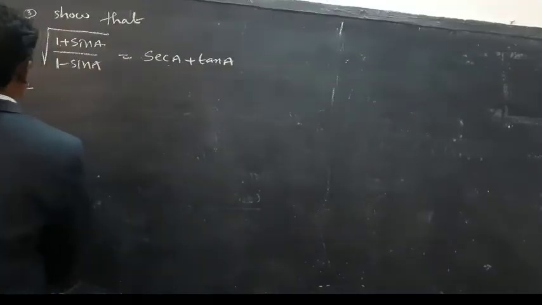One more question. Show that under root of (1 plus sin A) by (1 minus sin A) is equal to sec A plus tan A. Here I am taking LHS. What is the LHS? Under root of (1 plus sin A) by (1 minus sin A).